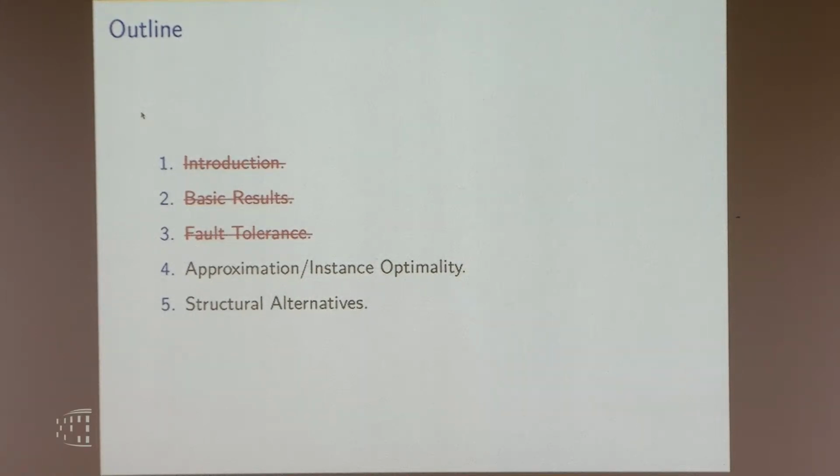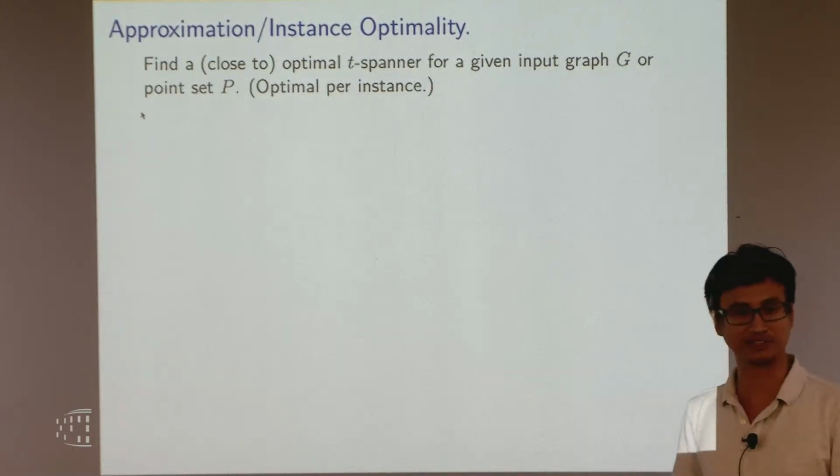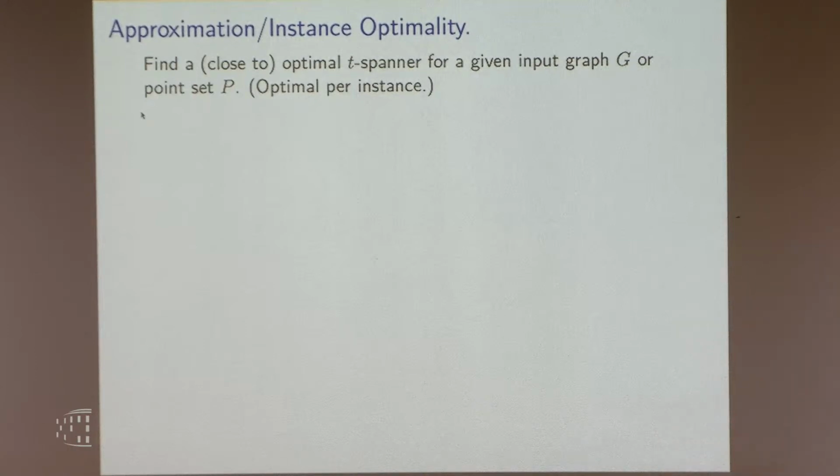So another aspect of spanners that I really like is approximation. So far I've been saying that n to the 1 over k is tight under a girth conjecture, or 1 over epsilon to the power of d is tight under certain adversarial, bad point sets. But another, more orthogonal question is: let's say you are given the input and you want to find the spanner that is as good as the best you can find. So it's more like an approximation or instance-optimal question, where you really want to find spanners that are as good as the best that exists.